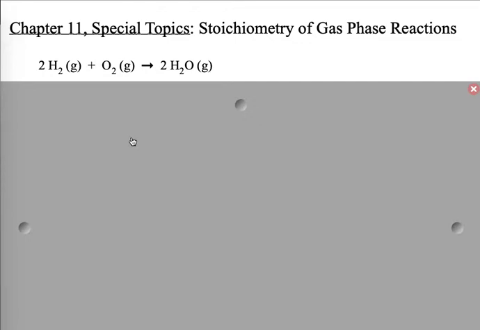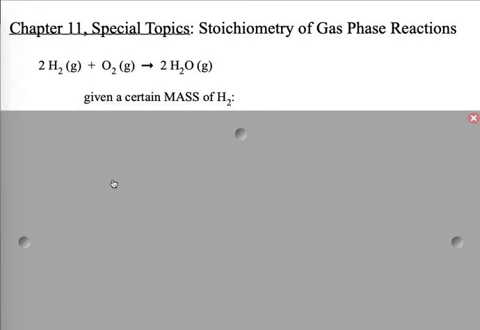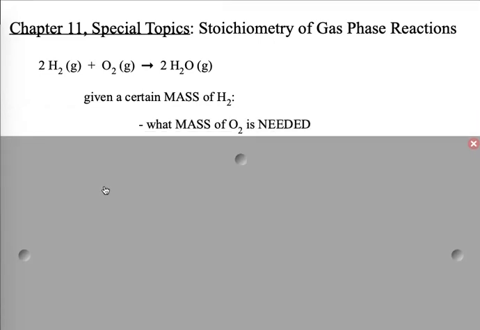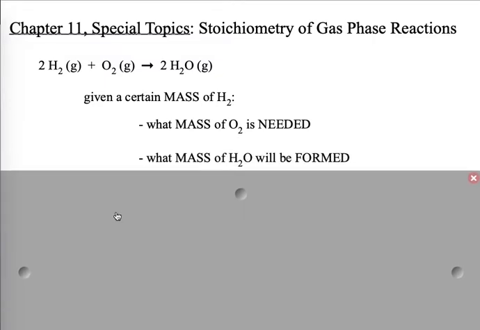In Chapter 9, here are the types of questions we asked. Given a certain mass of hydrogen gas, one reactant, what mass of oxygen gas, the other reactant, do we need to completely use it up? And what mass of water, the product, will be formed?